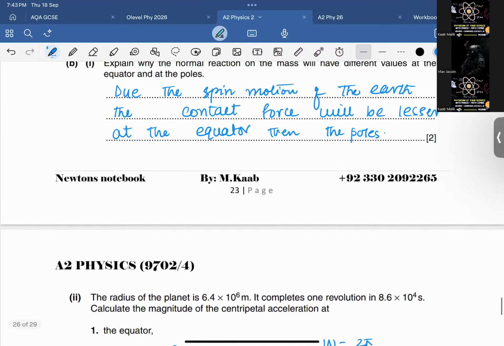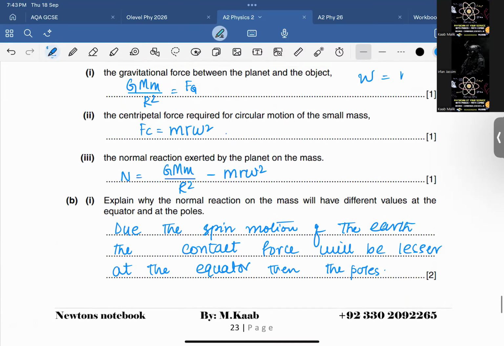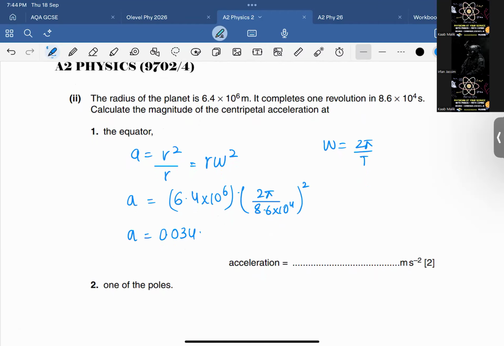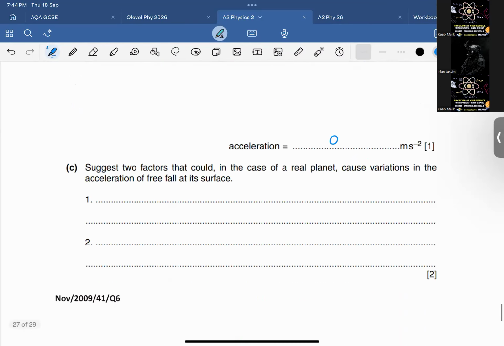Because everything spins from the same point, and that same point doesn't have any motion, right? But the points around that point will have the motion. Like if you hold one point and spin the ball around that point, that one point remains the same, it won't move, but the points around it will spin. Clear?